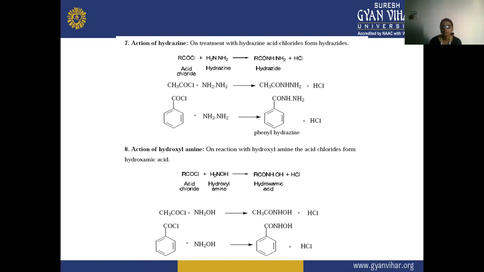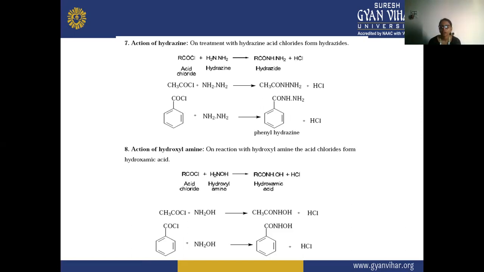And next is benzoyl chloride. Benzoyl chloride is reacting with hydrazine, NH2NH2. Then there is a formation of phenyl hydrazide here. So phenyl hydrazide is formed from the reaction of benzoyl chloride with hydrazine, plus HCl is formed here. And this is the seventh method, the action of hydrazine with the acid chloride, and the hydrazine is getting converted to the hydrazide.